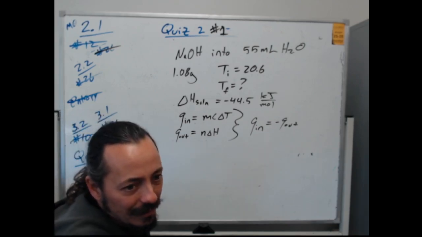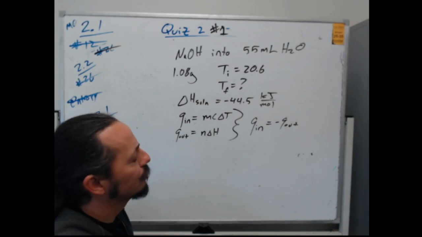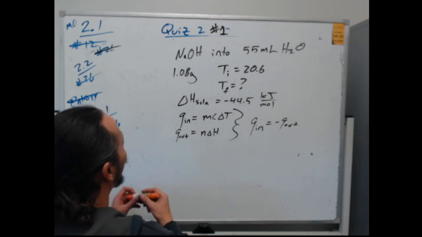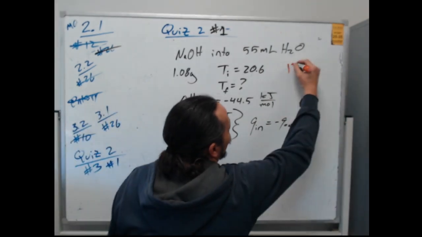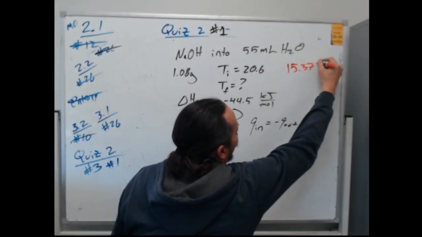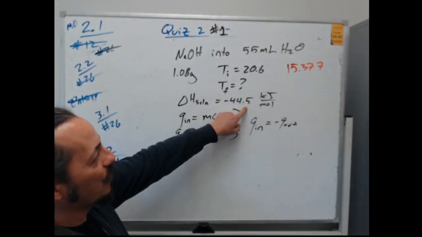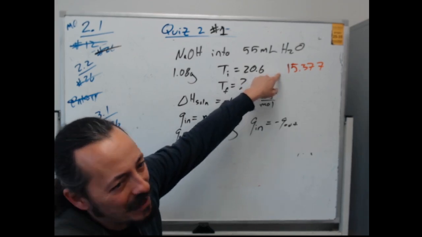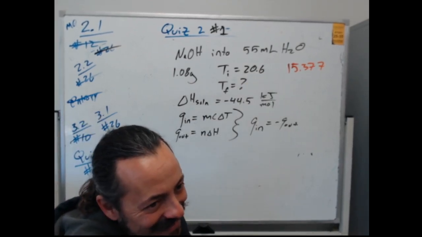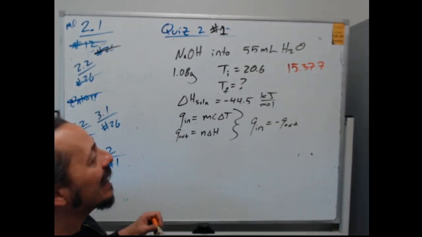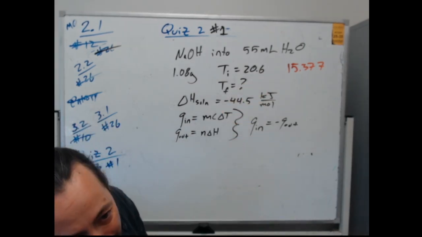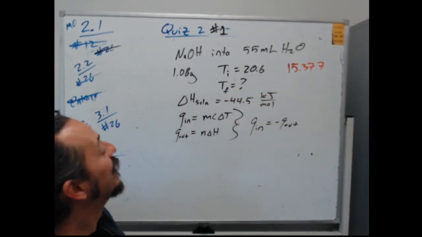What was your answer? I got 15.377. Same thing. Is that right, actually? Your exothermic process made the temperature go down. Does that make sense? Should it go down? So my guess is the answer went up by about 5 degrees. Yeah, I bet the answer is going to be 25. Let's check.